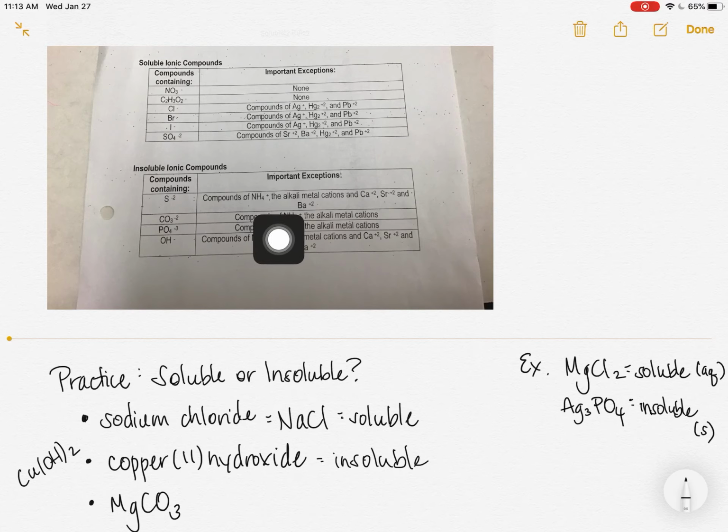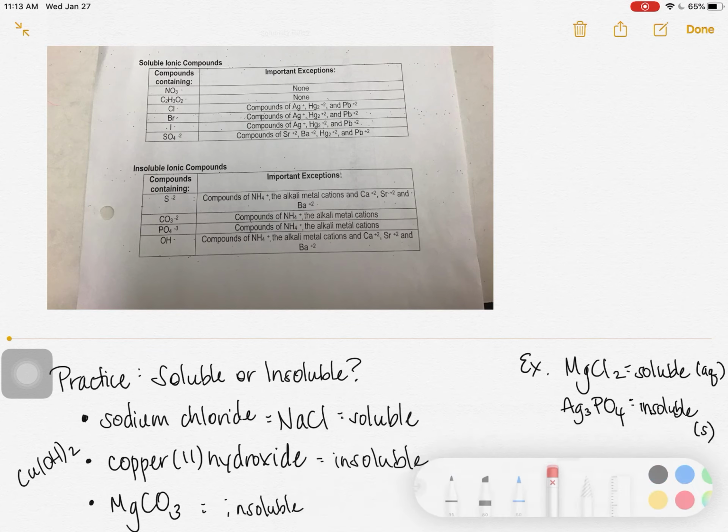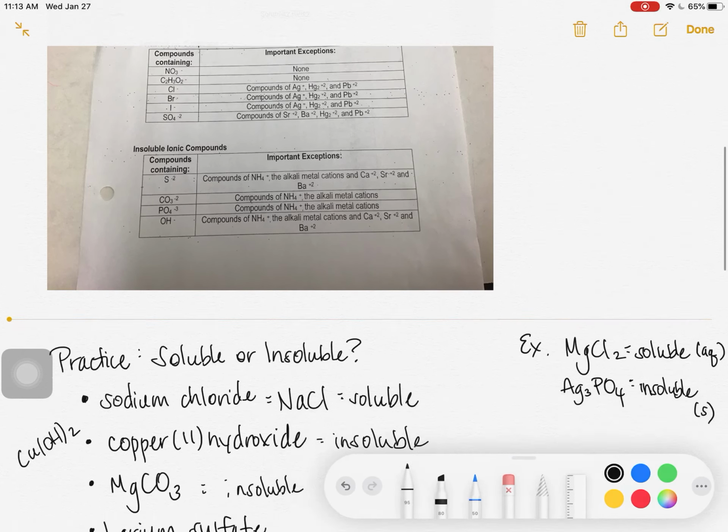Magnesium carbonate. Carbonate is also an insoluble ion. Only exception is if it's with NH4 plus or group 1s. Be careful, magnesium is not a group 1, it's a group 2. Oops. So that means that this is in fact insoluble. If we put that in water, we would expect it to not dissolve.